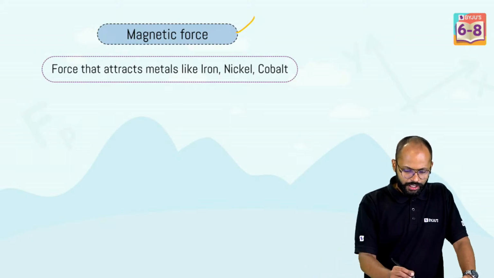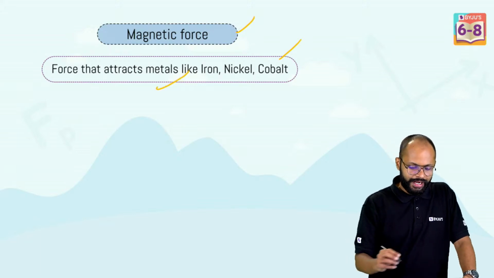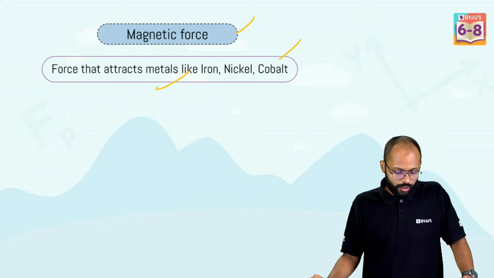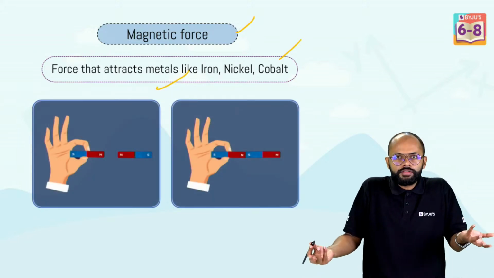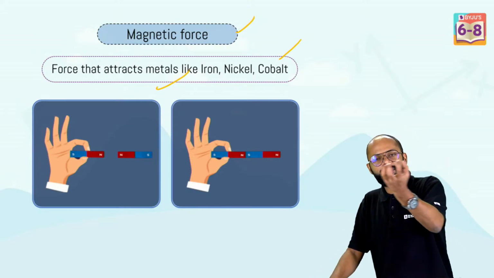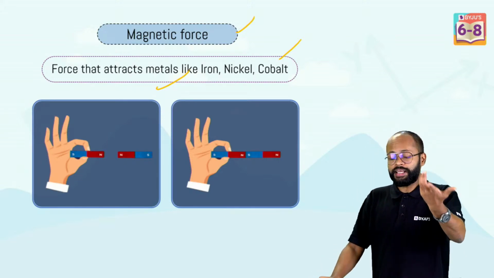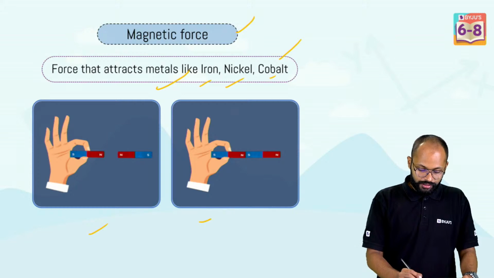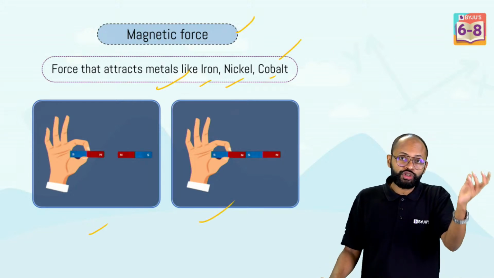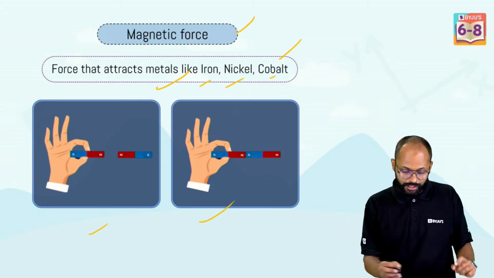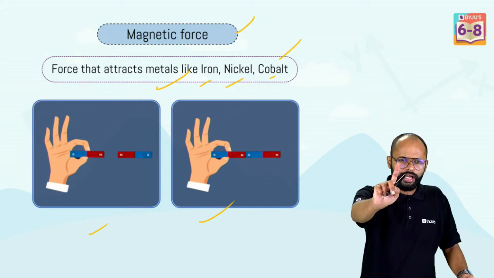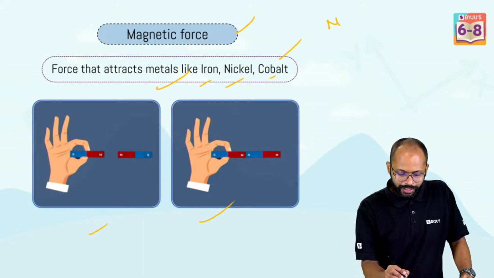It's so simple. For magnetic force that attracts metals like iron, nickel, cobalt, this is magnetic force. A magnet attracts magnetic materials like iron, cobalt, nickel, and this is the magnetic force. Similar to charges, a magnet also has the same thing. A magnet has two poles, north pole and south pole, right?